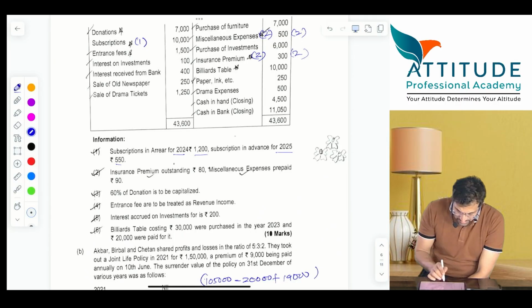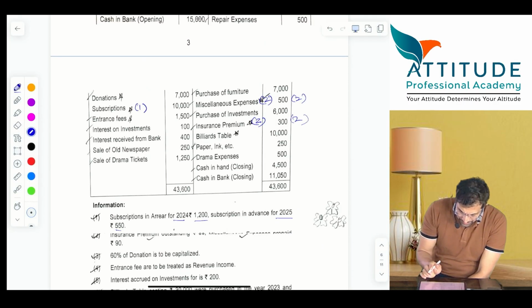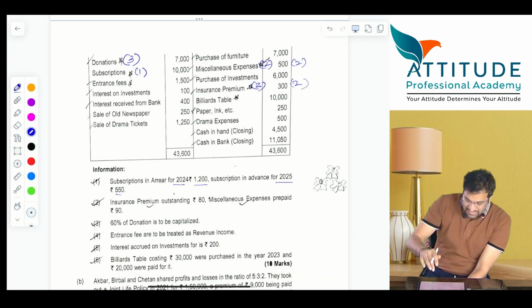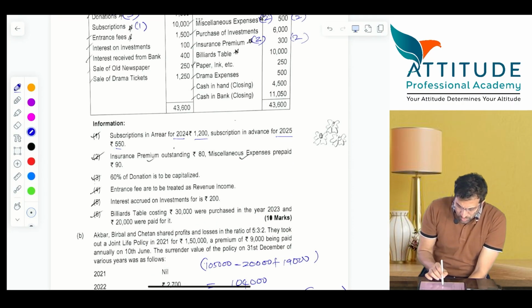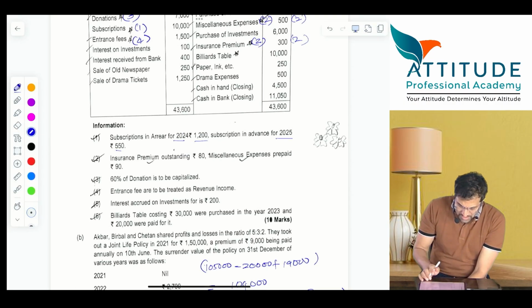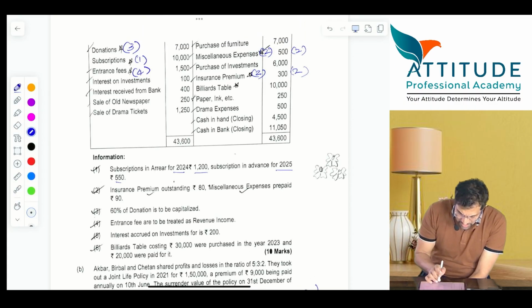Okay, next, 60% of the donation has to be what? Capitalized. Adjustment number 3, write 3 here. See, this is what you have to do in the examination. Entrance fees to be treated as revenue income. Entrance fees adjustment number 4. Adjustment number 5, interest accrued on investment 200. Interest on investment 200, this is adjustment number 5.